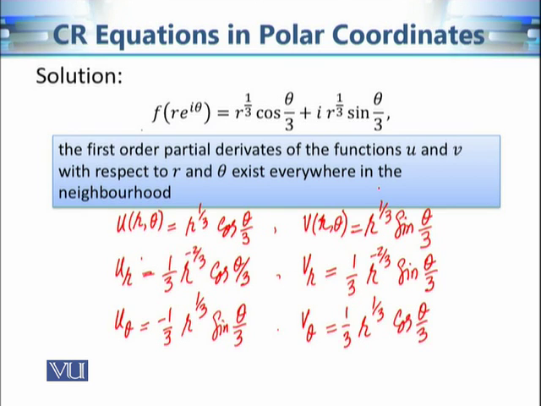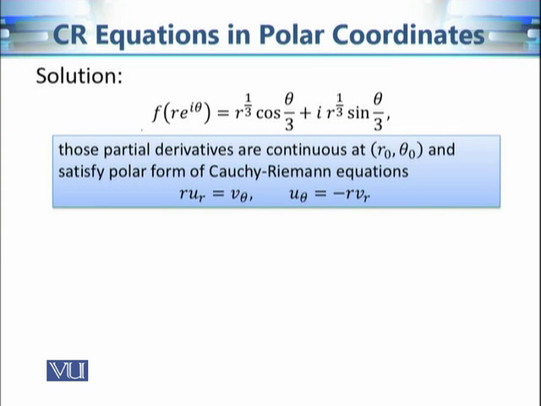So the partial derivatives exist. Basically they exist for every point in the domain. So the second condition is satisfied. The third condition is they must satisfy the Cauchy-Riemann equations. Now let's see if they satisfy the Cauchy-Riemann equation.